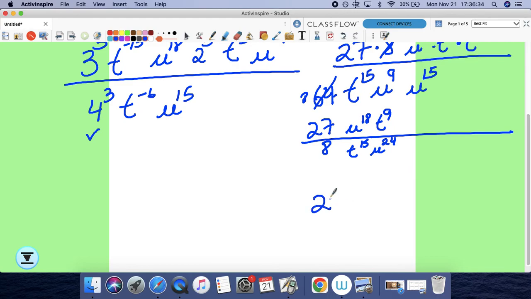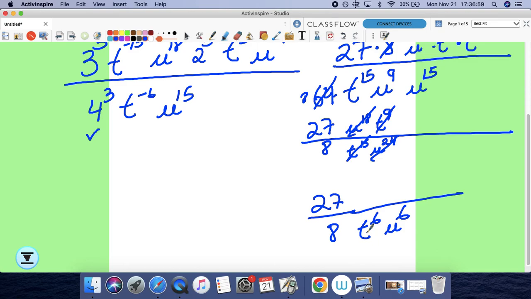And then if I simplify one step further, let's do the t's. I have 9 t's on the top, 15 t's at the bottom being multiplied. If I simplify, right, I'm going to get t to the 6 at the bottom. u to the 18th is 18 u's being multiplied over 24 u's being multiplied. If you simplify, you're going to get 6 u's at the bottom.